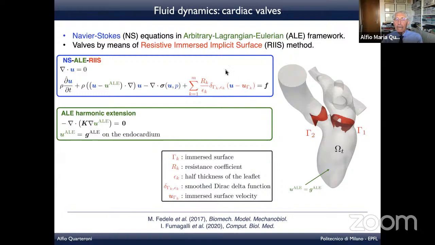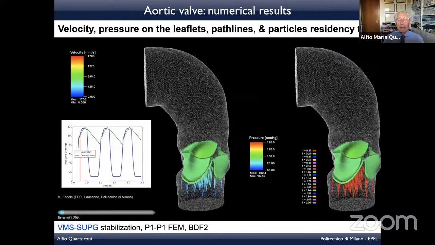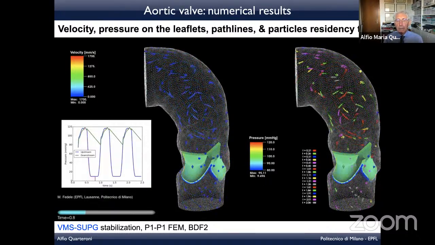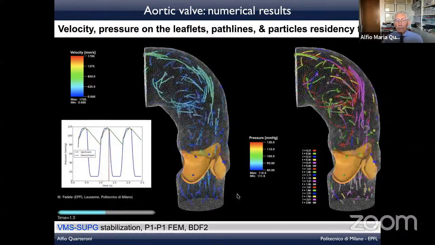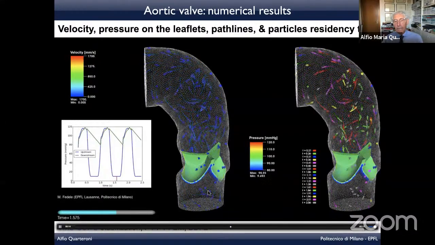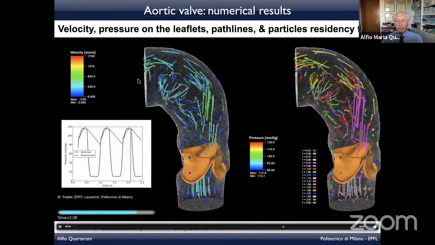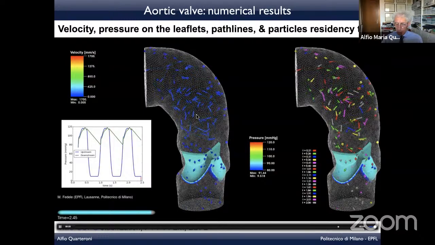So it's a kind of direct source that we are adding to the momentum equations of Navier-Stokes equations. And with that, we can now simulate the fluid flow across valves, past the valves. What we see here is the aortic valve, which is a 3-leaflet valve, which opens and closes. When it opens, it allows blood to be ejected from the ventricle into the ascending aorta. And when it closes, it prevents a backflow from the ascending aorta, of course.